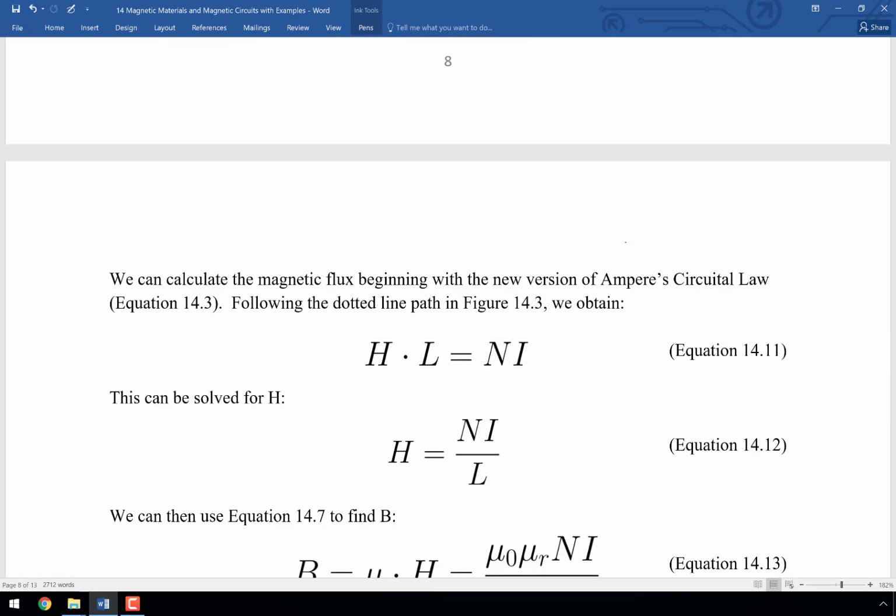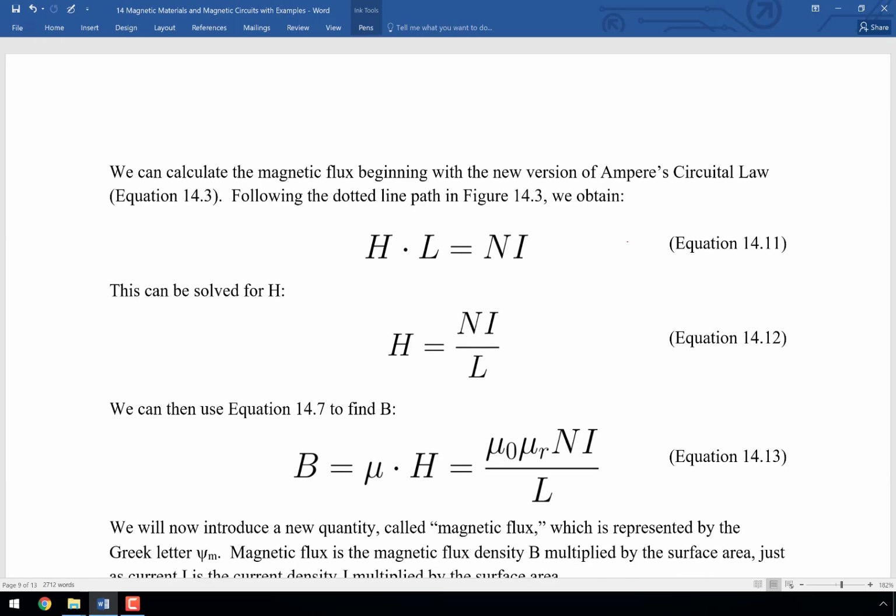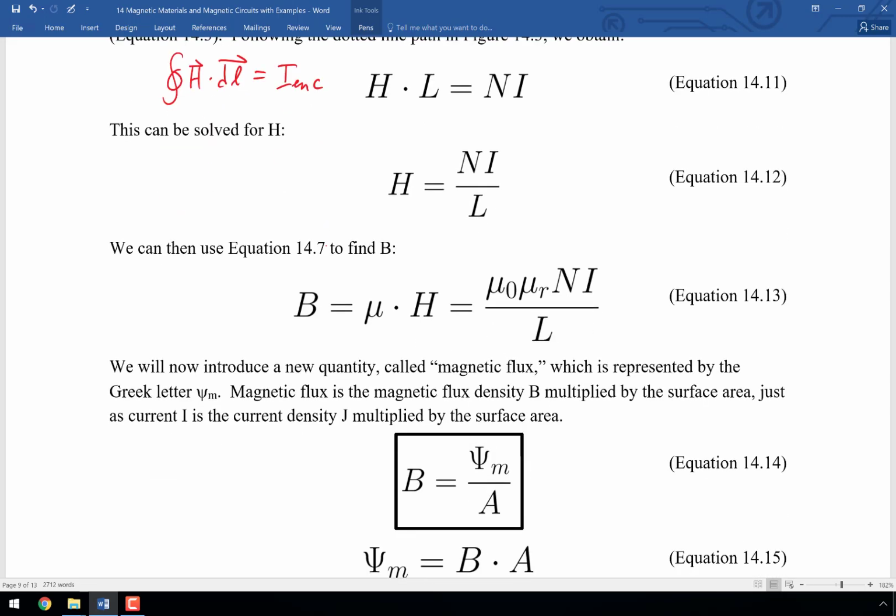So we can calculate the magnetic flux beginning with the new version of Ampere's circuital law. Remember, we had the closed loop integral of H dot dl equal to the enclosed current. Well, it's H times L equal to N times I. We can solve that for H: it's N I divided by L. We can then use our previous equation to find B. B equals mu times H, so we bring in mu sub 0 times mu sub r times N I divided by L.